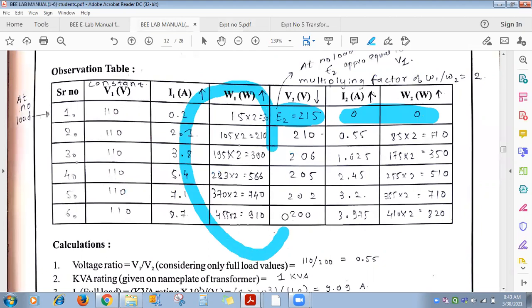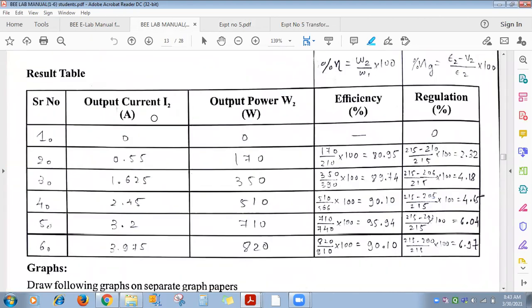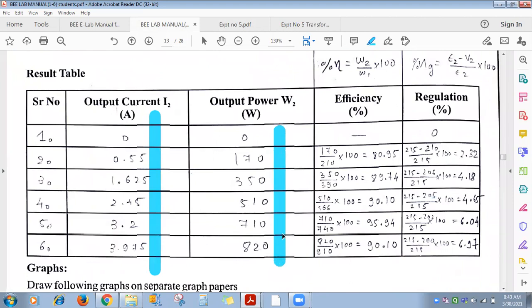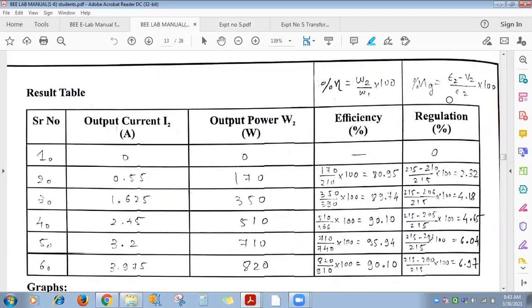Whatever the wattmeter readings, multiply them by 2. First one reading is at no load. That's why for the first reading, do not calculate the efficiency and voltage regulation. So efficiency, can you calculate? See the result table. Output current and W2 you have to copy as they are from the observation table. Efficiency will be W2 by W1 into 100. Now which one is left? Voltage regulation. So what is the formula for voltage regulation?